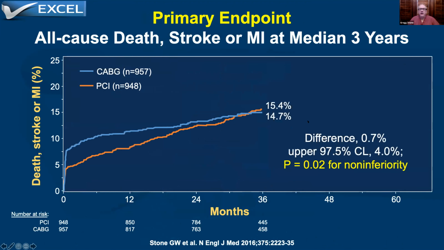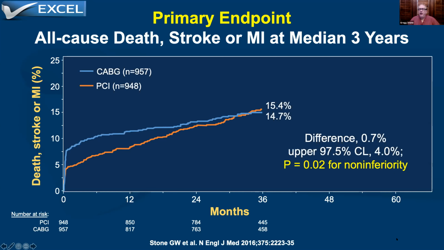And this was the primary endpoint of Excel. You could see that at the end of 3 years, there was a 15% rate after CABG and a 15% rate after PCI. The difference was 0.7%. This was the upper 97.5% confidence limit. This was powered for non-inferiority. The p-value was 0.02, meaning that we met non-inferiority. That's it. That's what the trial is powered to show, that at the end of 3 years, there was no significant difference within our assumed margins of PCI versus CABG.